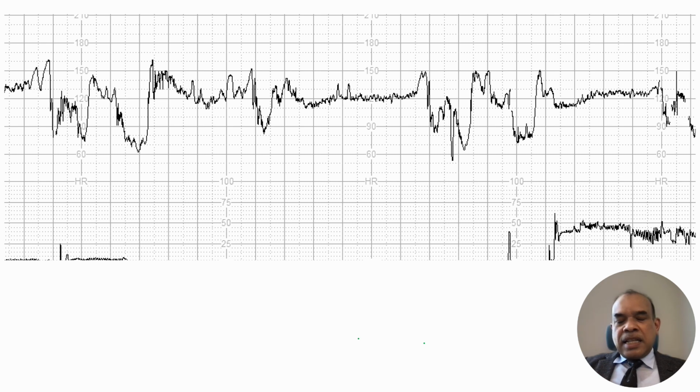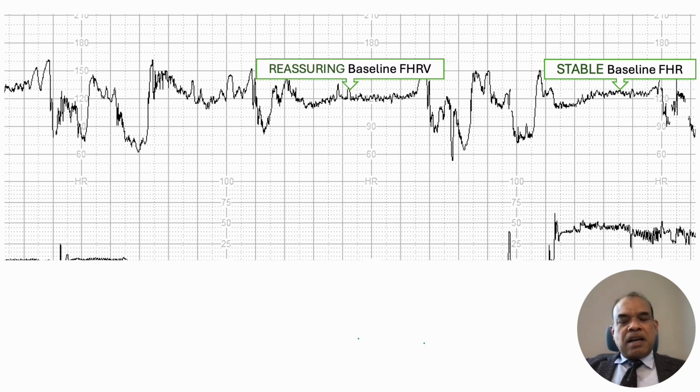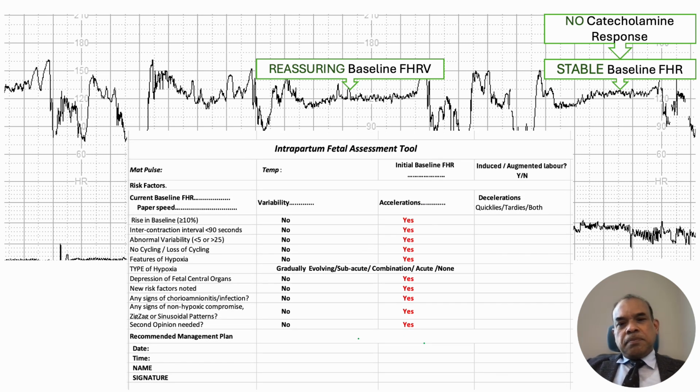And by looking at this trace, I'm sure all of you who are experts in fetal physiology would immediately say this is a gradually evolving hypoxia, because there are repetitive decelerations, and because there is a stable baseline and reassuring variability, this is a compensated gradually evolving hypoxia. And the fetus is also showing us that it is in a very steady state because there was no need to release catecholamines yet.